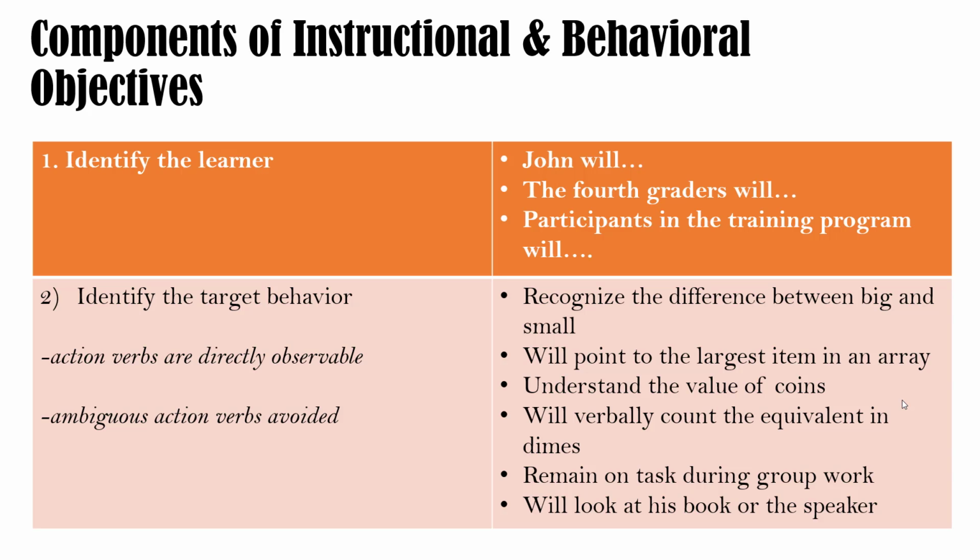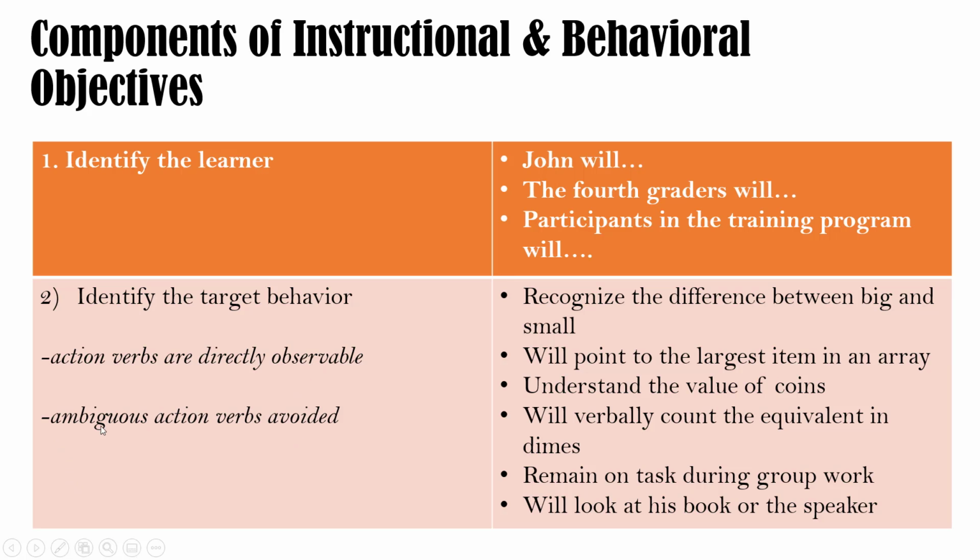The first thing you need to do is identify the learner. So John will, the fourth graders will, participants in the training program will, things like that. And then you're going to identify the target behavior. Remember, we've talked about defining target behaviors. You need to use observable terms, measurable terms, positive terms, and they need to be clear, concise, and complete. Usually you want to use action verbs because action verbs you can directly observe. And we talked about that before in defining behavior.